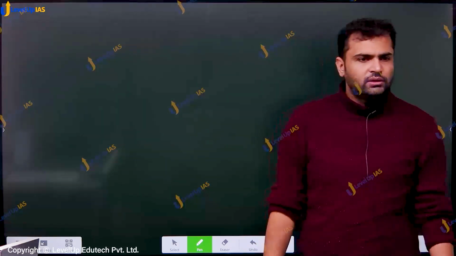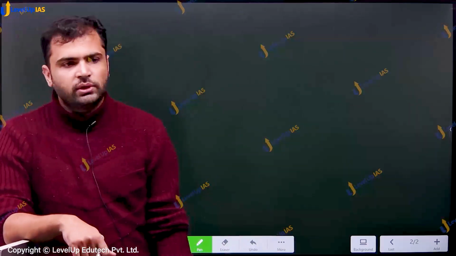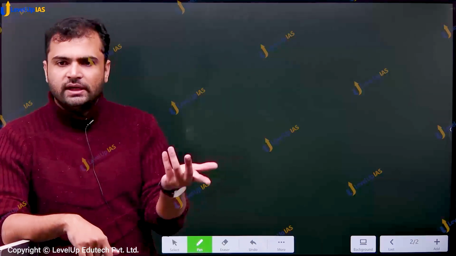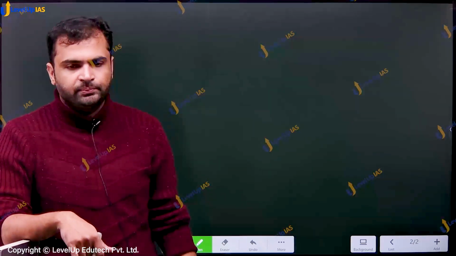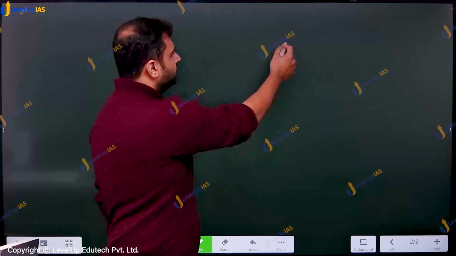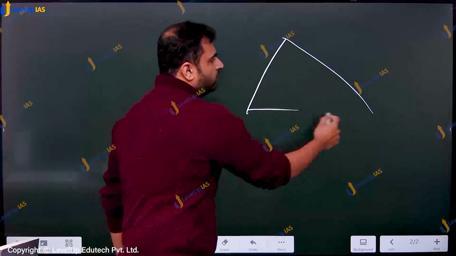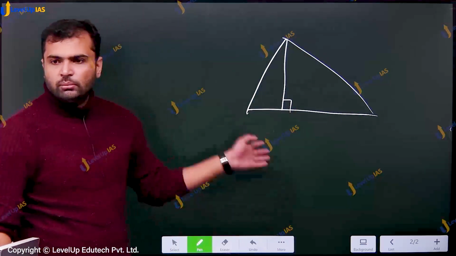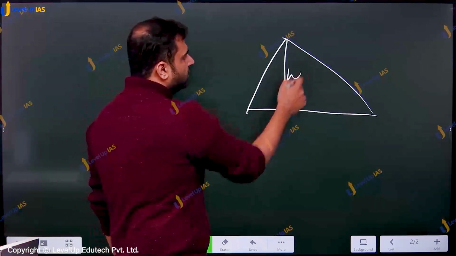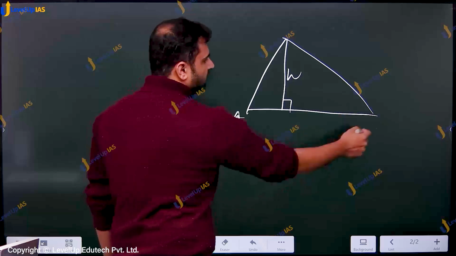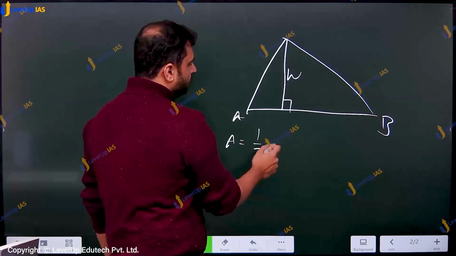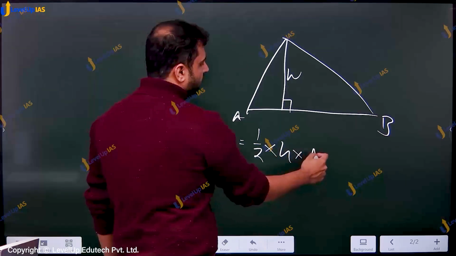Last thing you need to remember, what is the perimeter of a triangle? Have you heard this word, perimeter? Perimeter is the sum of the lengths of the 3 sides. And what is the area of a triangle? Most popular formula is, if you draw a perpendicular from one vertex to the opposite side, this is the height and this is the base of the triangle, then area is half into base into height.